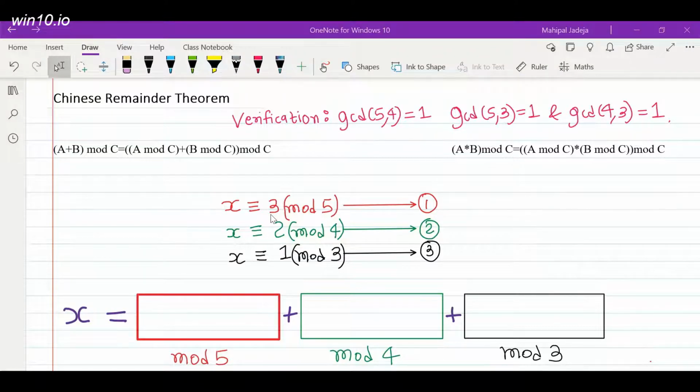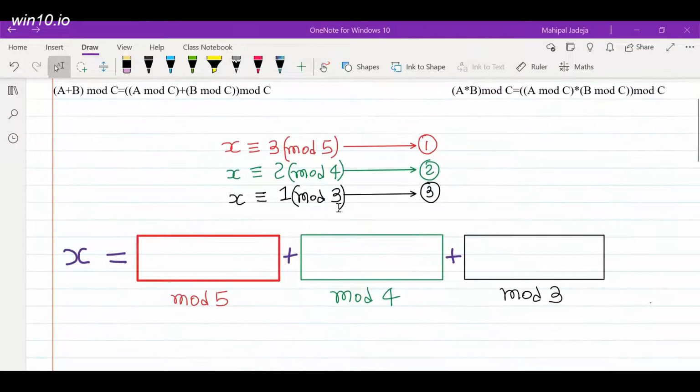So before we start, we must verify that GCD of 5 comma 4 is 1, GCD of 5 comma 3 is also 1, and GCD of 4 comma 3 is 1. So that means these three numbers 5, 4 and 3, they are pairwise co-prime. So therefore we can proceed and we can apply this particular method.